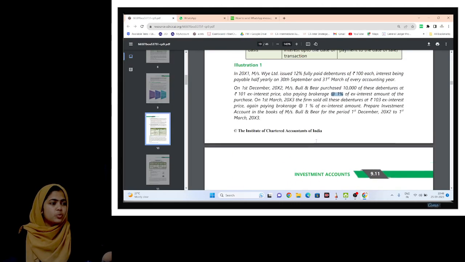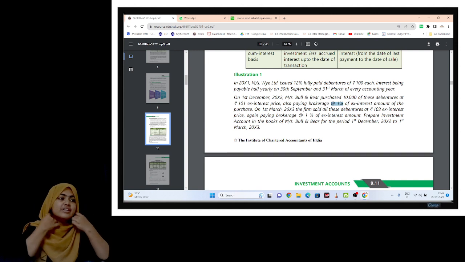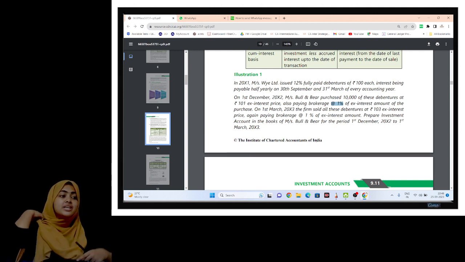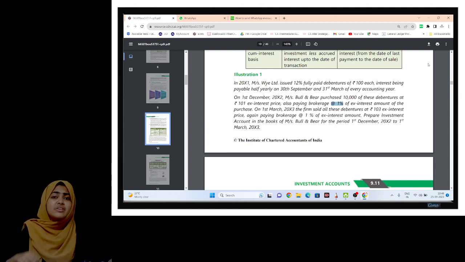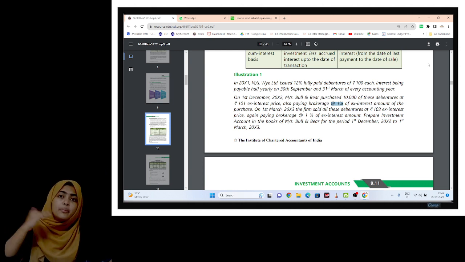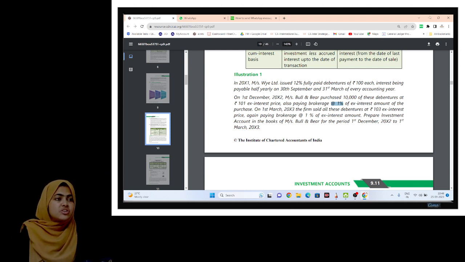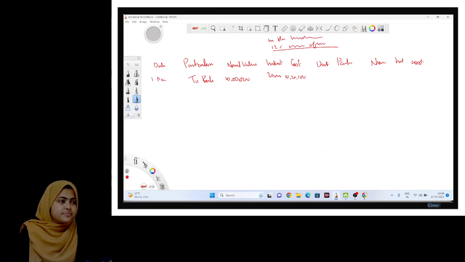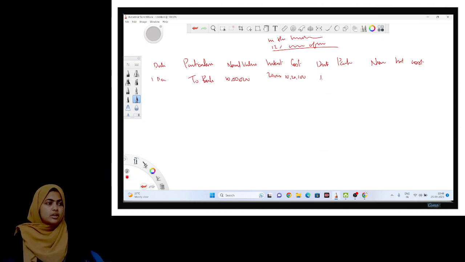Now, what they said in the question is, on 1st March 2023, the firm is selling all of these debentures. When we are selling the debentures, what would be the journal entry? Bank account debited to debentures, right? So the journal entry would be by bank. So on 1st March, by bank. So all of these debentures are being sold. That means 10,000 debentures are being sold. That is 10 lakh face value debentures being sold, right?